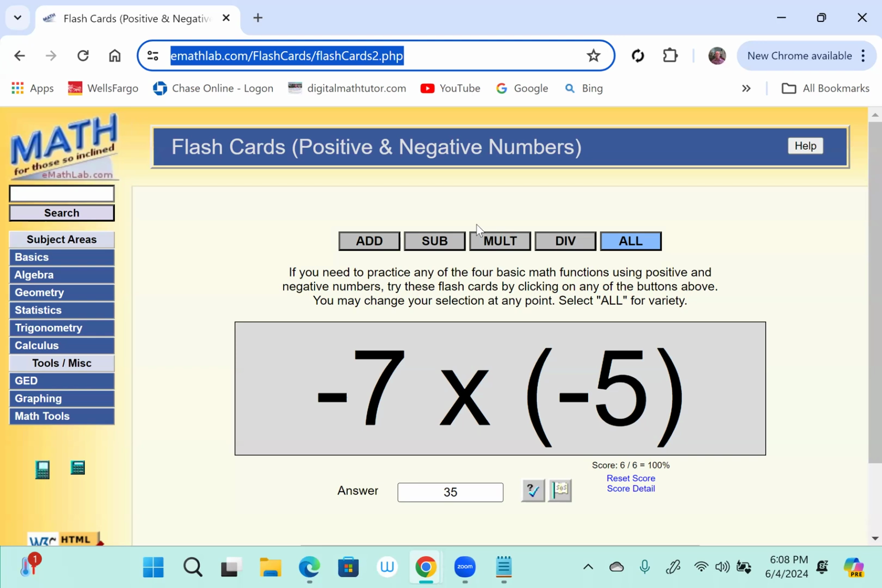And this is the only website I know of that lets you work with both positive and negative numbers, all four things: addition, subtraction, multiplication, and division. So this is a wonderful one.